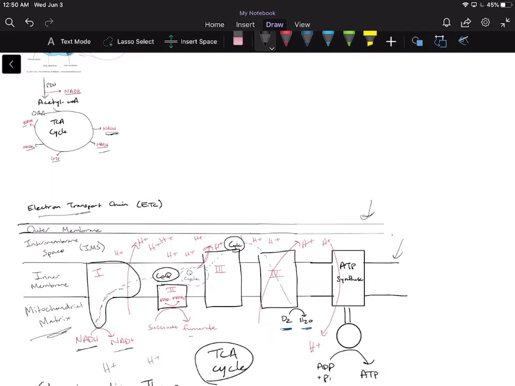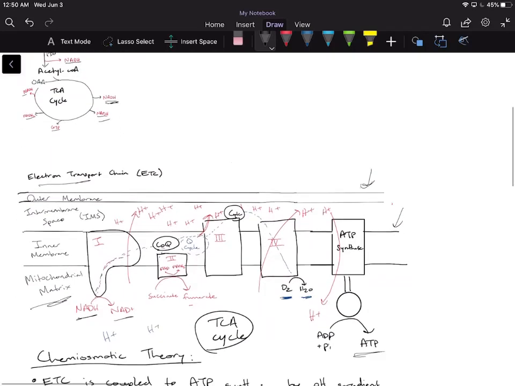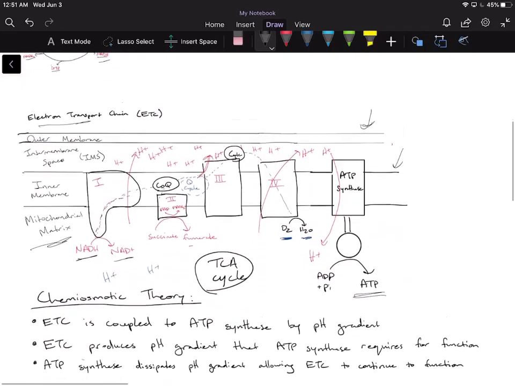And as we're passing those electrons, we're going to use that energy. Somehow we're making energy, and we're going to eventually make ATP using that energy, okay? Now, the way that this works, and this is where the idea of chemiosmotic theory comes in, okay?